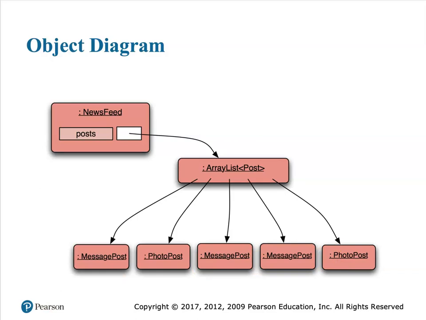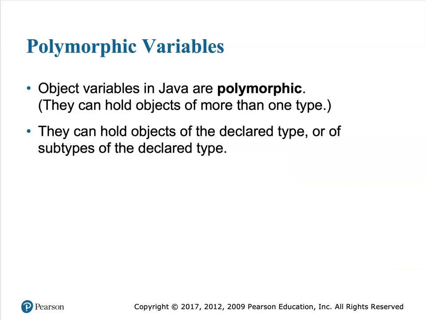Now, the reason this is possible is because the variables, the object variables inside of Java, are polymorphic. That is, they can hold objects of more than one type. They have to be defined to be of the type in that inheritance hierarchy, but they can hold objects of the declared type or of any subtypes of that declared type.